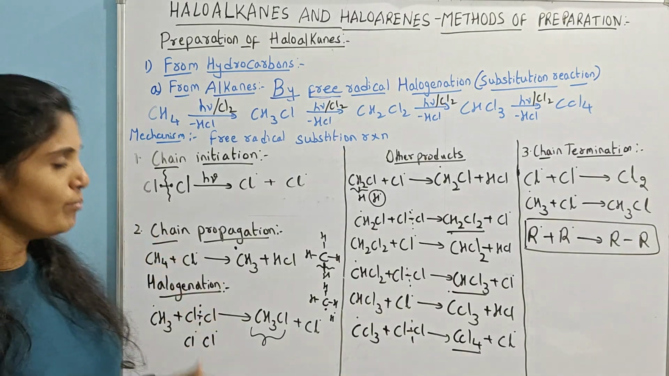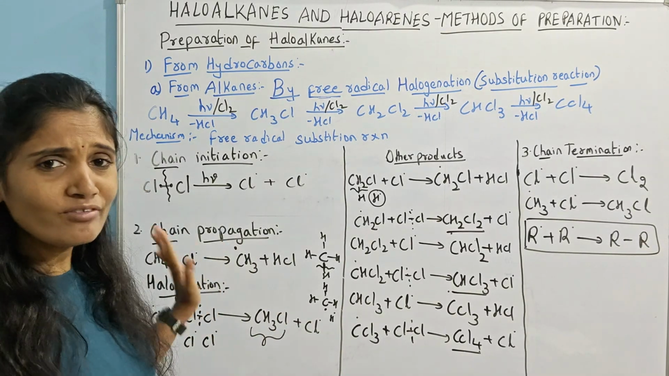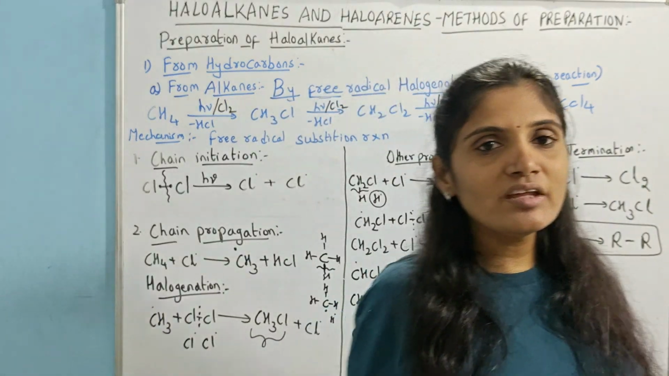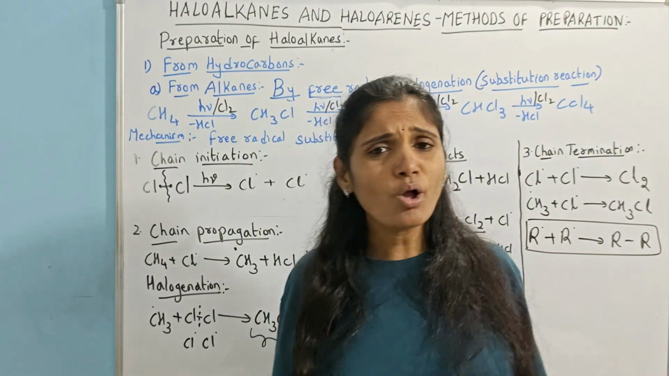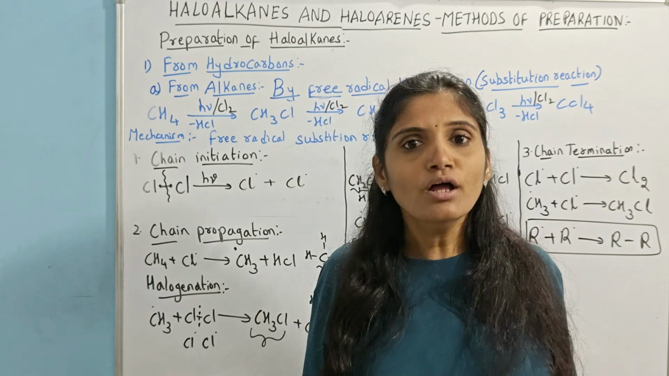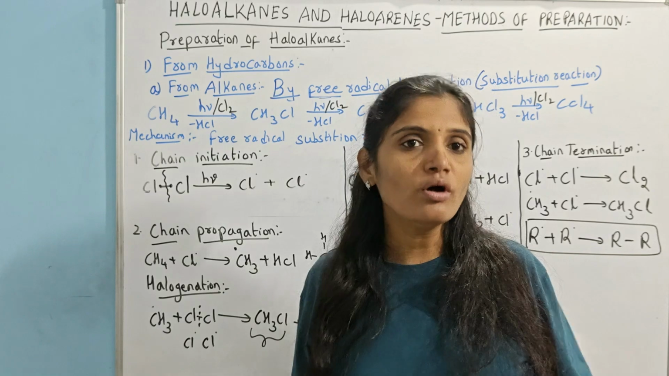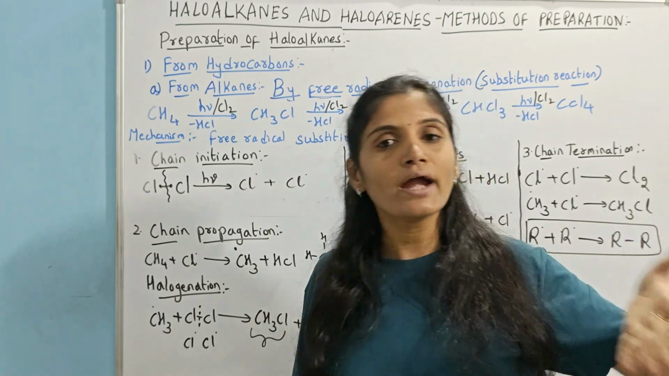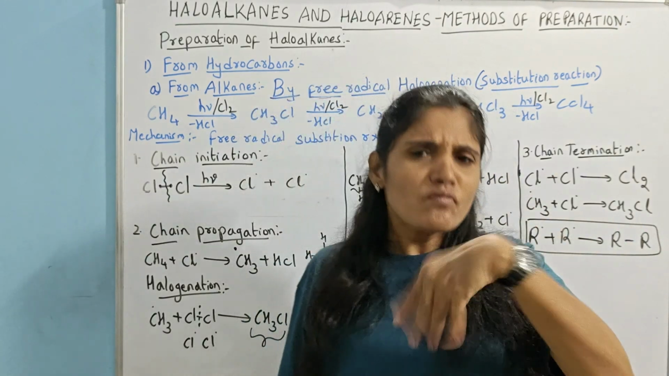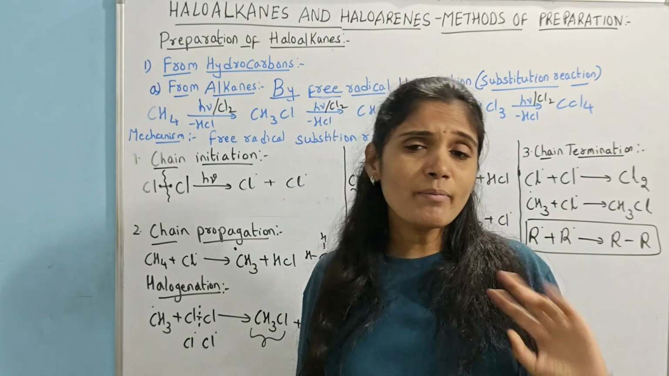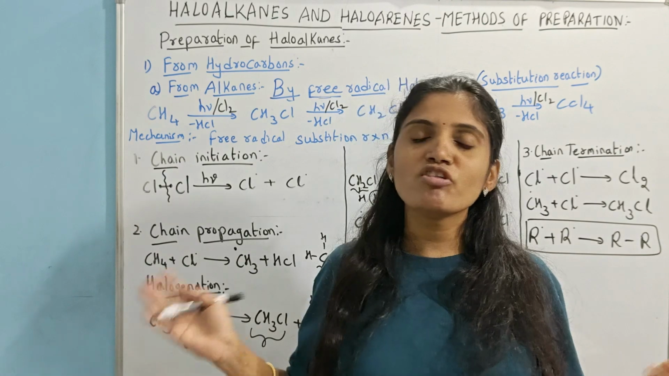Now we have seen the mechanism for methane. Now we will see it for butane and propane. For that we will not write a mechanism like this, but you should be able to know what kind of products I will get if I take butane. And since you know you will get a mixture of products, which will be major and which will be minor.